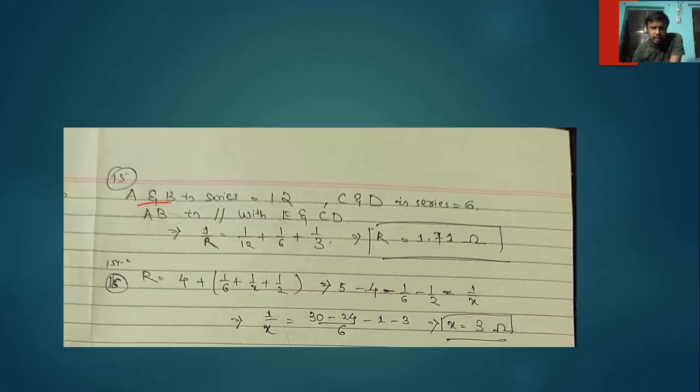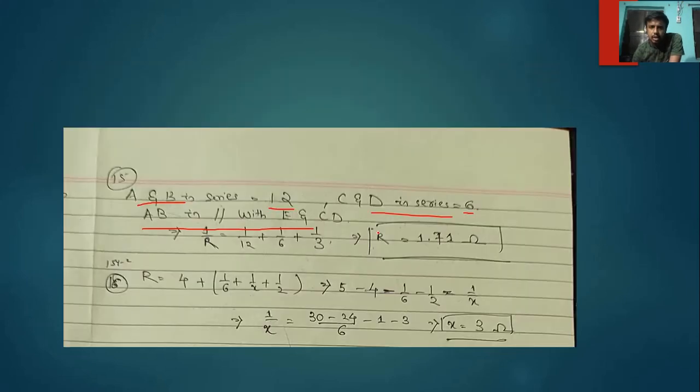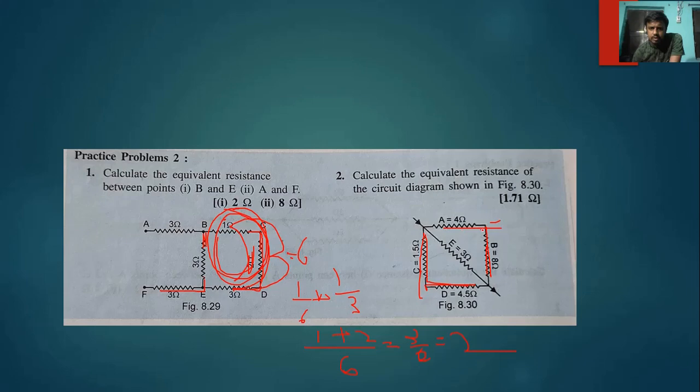A and B are in series, so we'll get 12. C and D are in series, so we'll get 6. AB in parallel with E and CD, so 1 by R is equal to 1 by 12 plus 1 by 6 plus 1 by 3. So we get R equal to 1.71 ohm.